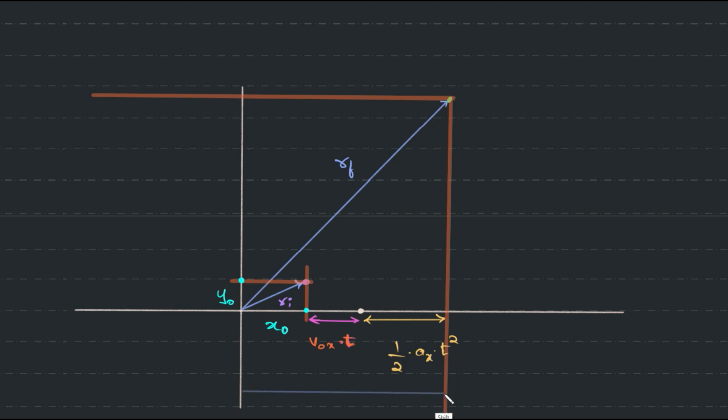From here till here, this represents total displacement, XF. Agree? So you can see that the particle's movement along the x-axis is a combination of the initial displacement, the displacement because of the initial velocity, whatever velocity it already had, and the other bit is because of the acceleration of the particle. And this will give us the total displacement.